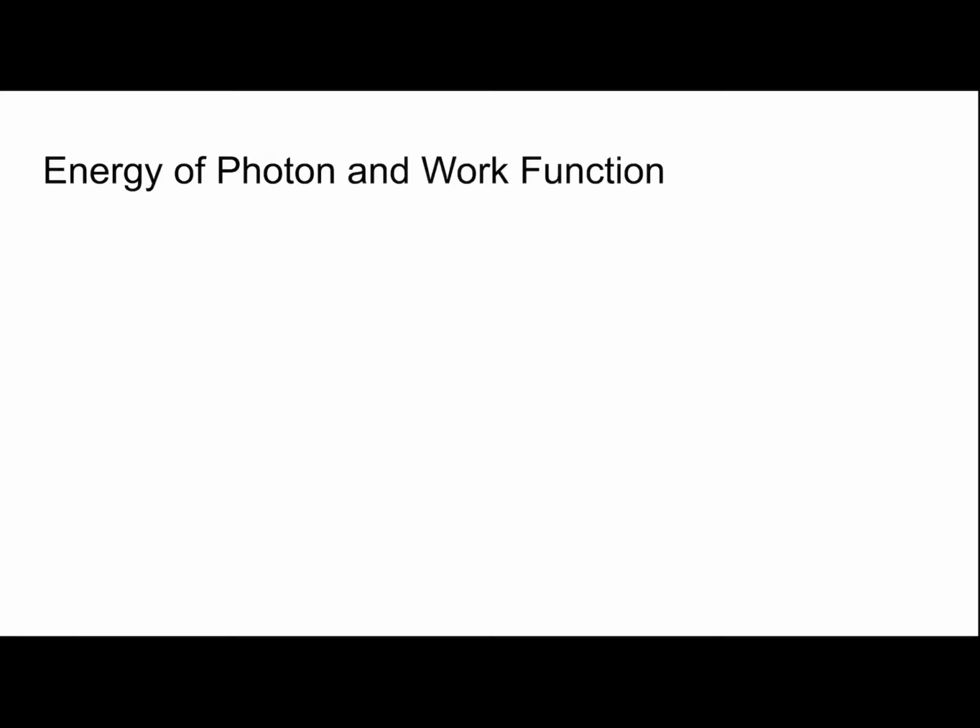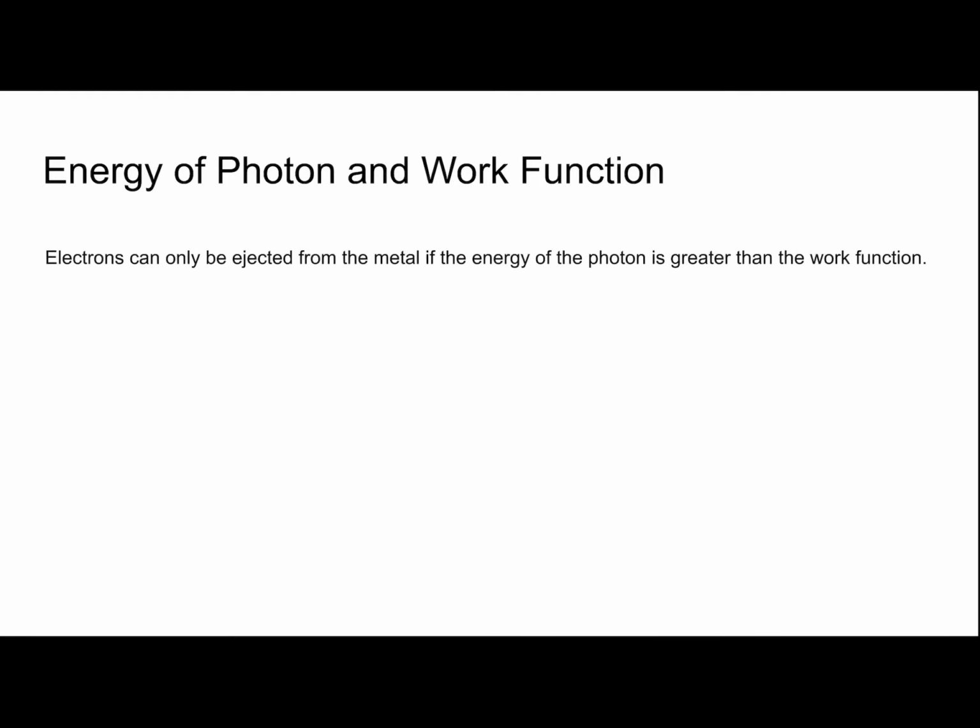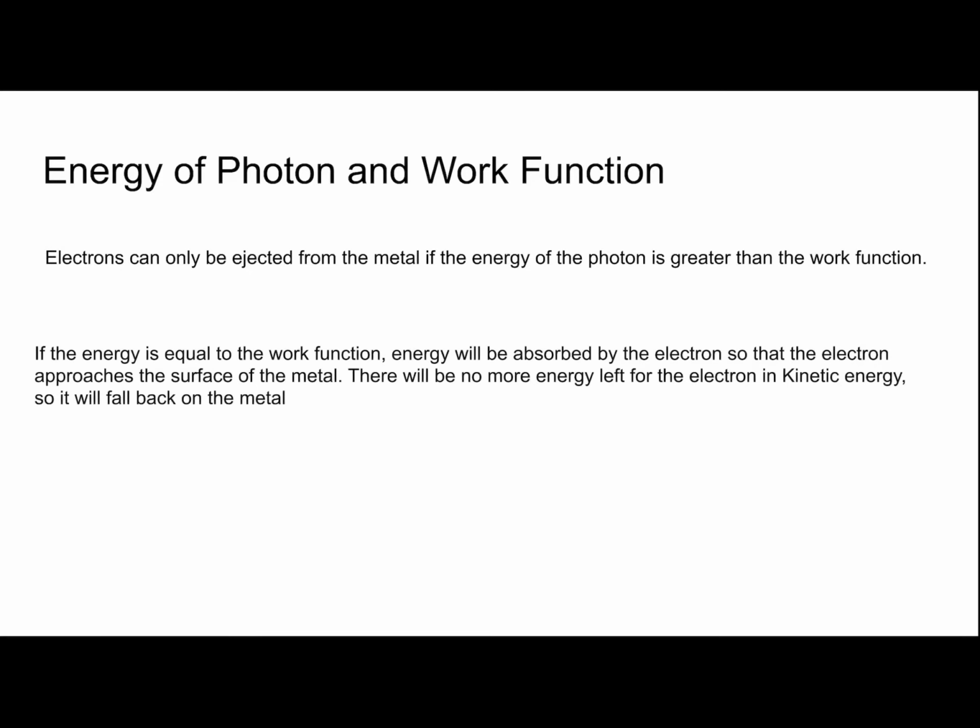Okay, energy of a photon and work function. Electrons can only be ejected from the metal if the energy of the photon is greater than the work function. If the energy is equal to the work function, energy will be absorbed by the electron so that the electron can approach the surface of the metal. However, because all the energy was used to move the electron to the surface of the metal, there will be no more energy left to be converted into kinetic energy to allow the electron to move away from the metal. Because there's no kinetic energy allowing the electron to move away from the metal, it's going to fall back to the surface of the metal, and therefore it's not ejected.